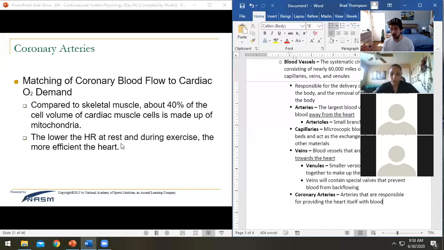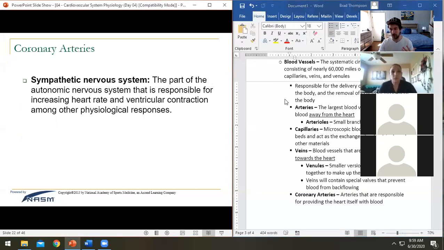Same concept in your heart. If you've got to push 100 milliliters of blood, similar to how I had to jump 100 meters, and it takes you 3 beats to do it versus 1 beat, that's a much less efficient heart. So that's why heart rate is a way that we measure the function of the heart, right?